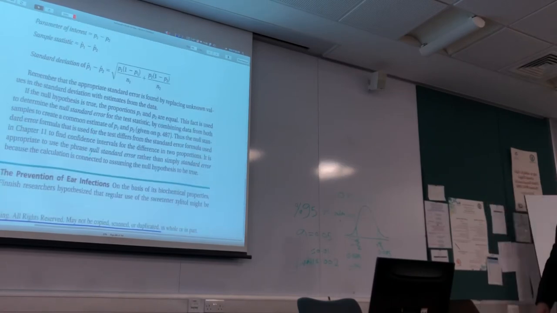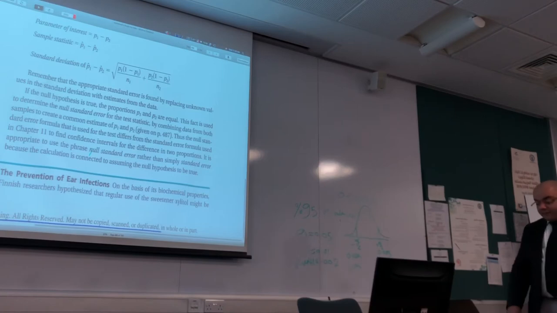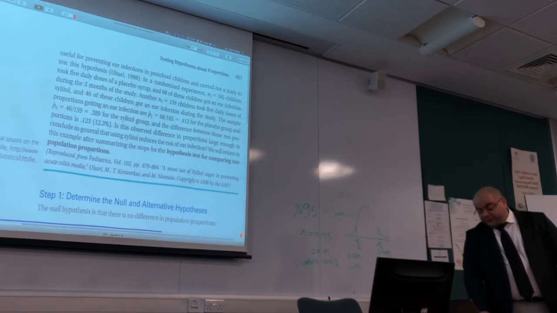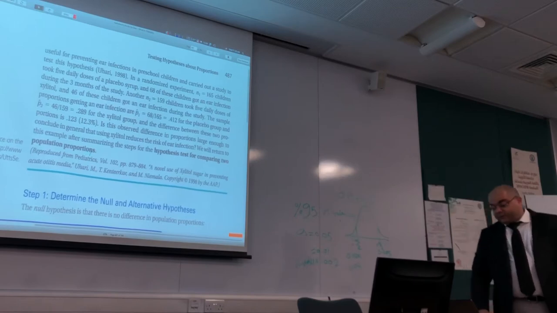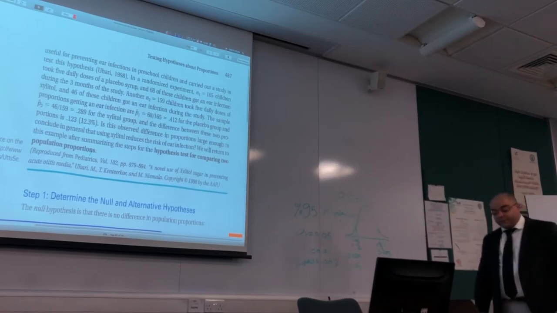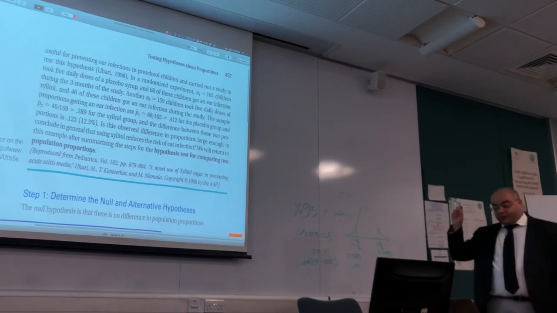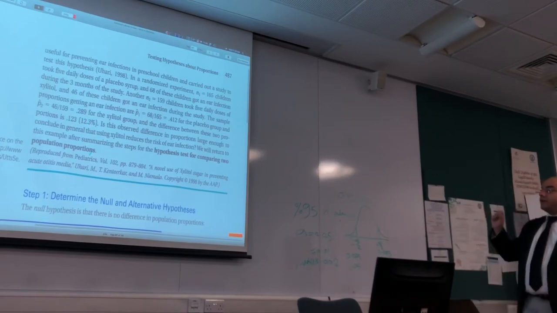Prevention of ear infection on the basis of biomedical properties. Finish hypothesis: xylitol is useful for preventing ear infection for preschool children. Carried out a study to test the hypothesis. In a randomized experiment, N1, population 1, 65 children took 5-day doses of a placebo syrup.